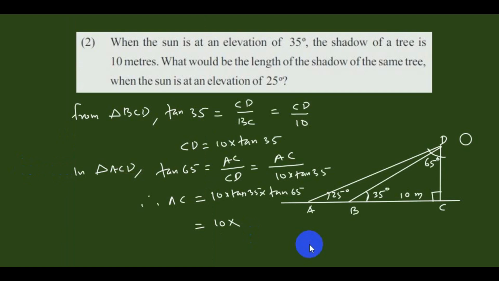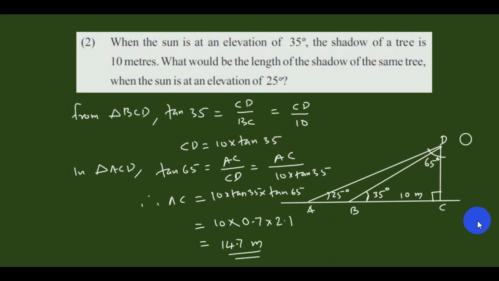That is equal to 10 into tan 35, which is 0.7, into tan 65, which is 2.1. That is equal to 10 into 0.7, which is 7. 7 into 21: 7 into 1 is 7, 7 into 2 is 14. Therefore, it is 14.7. 14.7 is the length of AC. Length of AC is 14.7 meter.